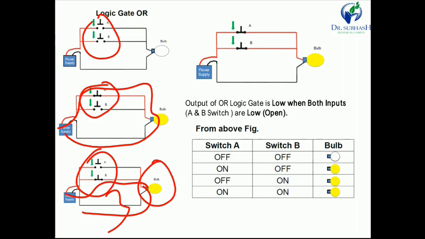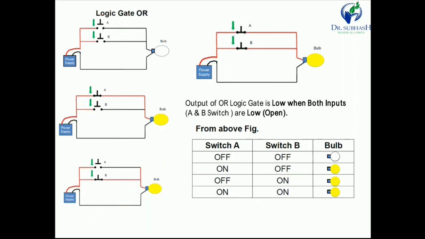And last, A and B both are on, then two paths are available for the current, path A and path B, so the bulb becomes on. So here we can see in the table the output of OR logic is low when both input switches A and B are low. This condition you have to remember. Here the bulb is off only whenever both switches are off. If any one switch is on, then the output becomes on.